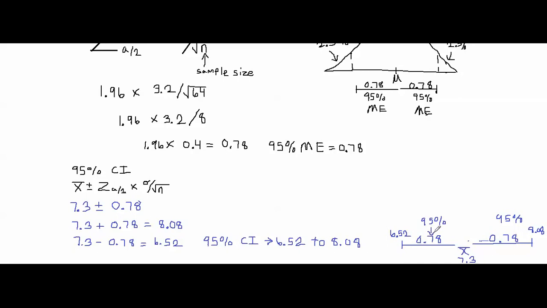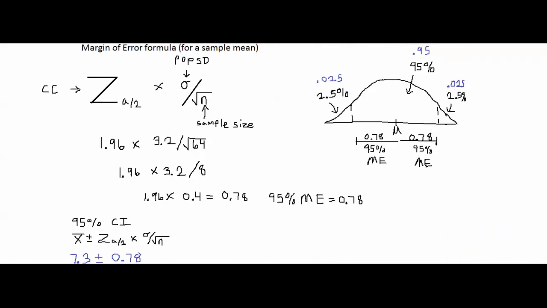This is the margin of error, and this is the other margin of error. This is the 95% margin of error. This is the 95% margin of error again. And this whole thing is called the 95% confidence interval with my sample mean at the center.